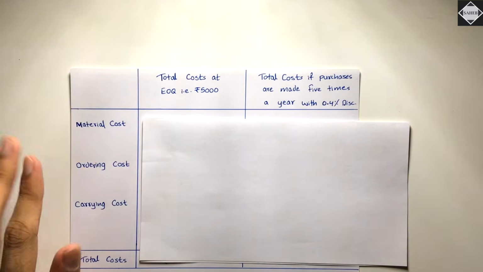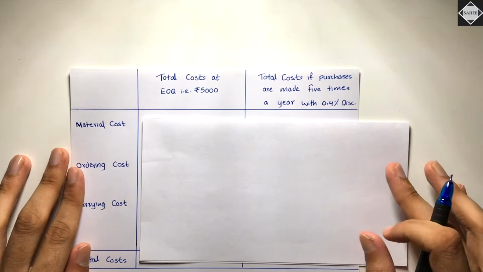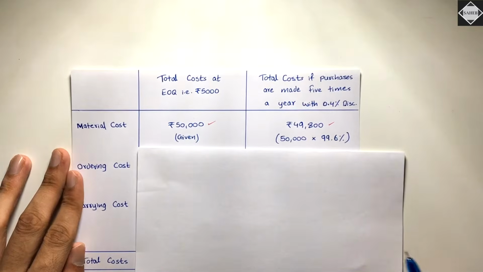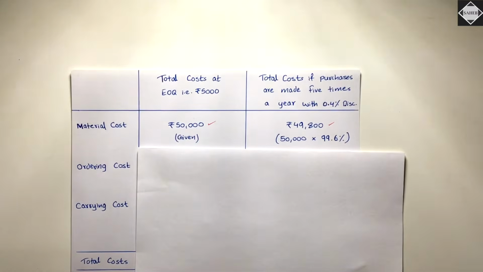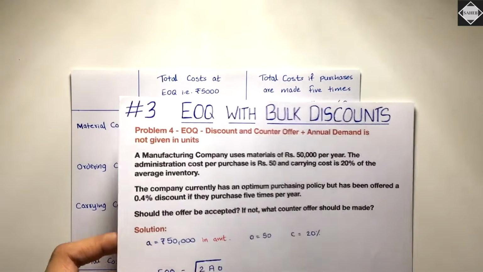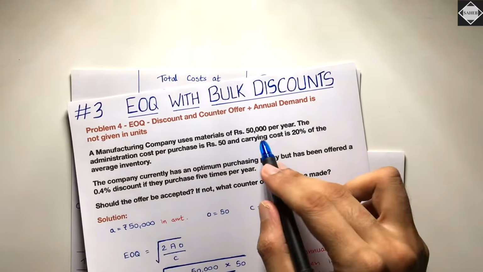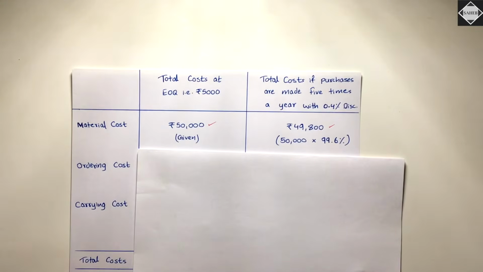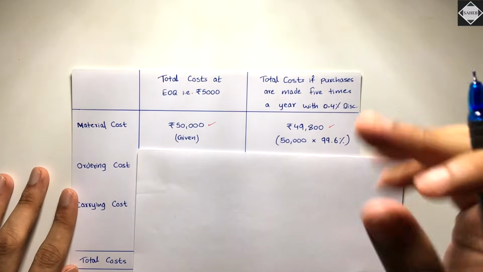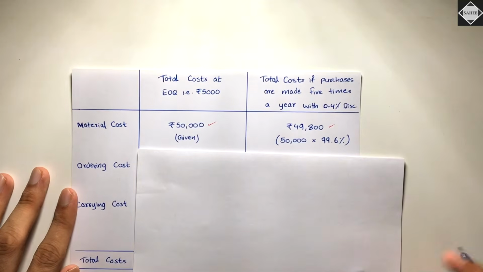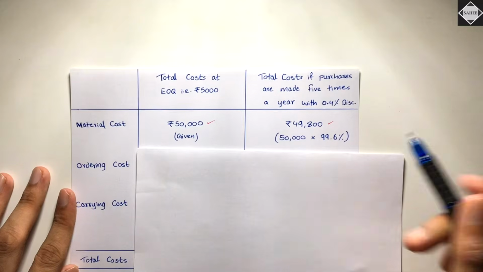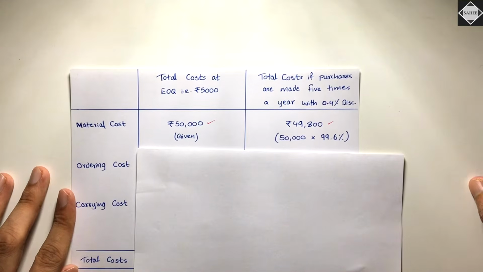Fine. So first let's calculate the material cost. Material cost is 50,000 in the EOQ policy, isn't it? How is it 50,000? It was directly given to you in the question. See here, the manufacturing company uses materials of rupees 50,000 per year, directly given, we took that. Clear? Simple and straightforward. Now, how will you calculate material cost over here? You will just take this 50,000 and then subtract the discount. How will you subtract the discount?